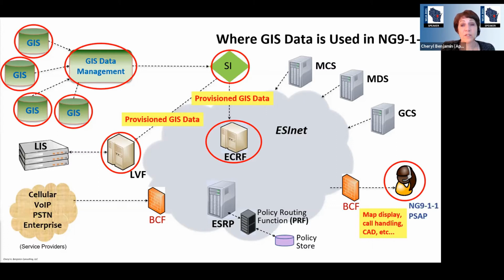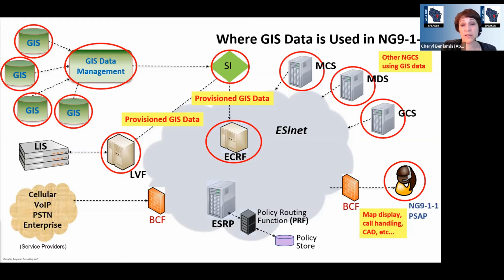And then lastly, GIS data is going to be a core component in some new services that were recently defined in i3 that I just mentioned: the MSAG conversion service, the mapping data service, and the geocode service. So as you can see, GIS data really is a major component and used quite a bit in all aspects of next-gen 911.